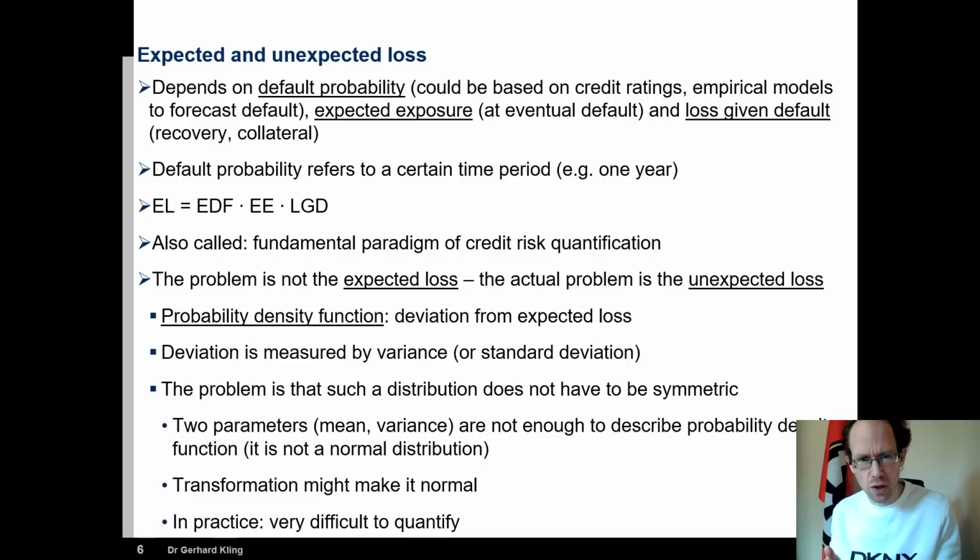So an expected loss depends on different components. It depends on the risk of default, so that's the first part. So what is my expected default risk? Now again, of course, that has to be derived somehow, and what people use is a combination of different methods, and we will talk about this in more detail.